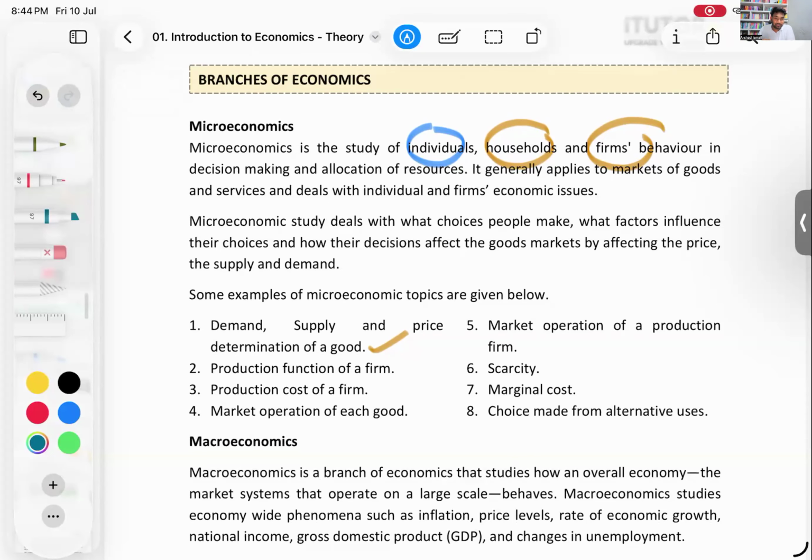So back to my point, micro, small part of the economy. So for example, demand and supply of a good. Now don't worry about what these are, these we'll learn later. Now demand and supply, unit number 2. Production function of a firm, unit number 4. Production cost, unit number 4. What these are, don't worry about it now. For now, focus on that micro is about one small part of the economy.